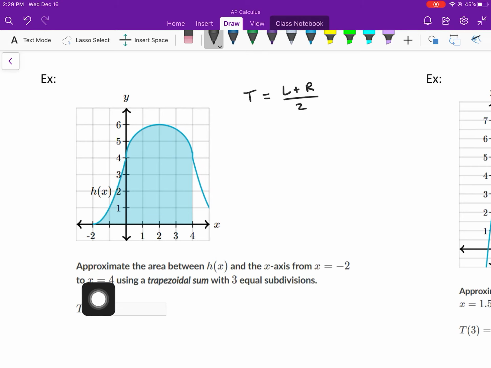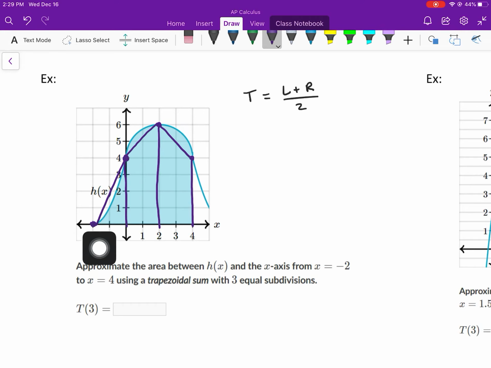So we're going to do 3 subdivisions here. We're going from -2 to 4, and we need 3 subdivisions. So we have our first subdivision here, our next one here, and our next one here. And so what we're actually finding is this. We're finding these trapezoids. We're going to find the area of those trapezoids. And this one's actually more of a triangle, right? But it'll still fit the formula. Wait, can't draw this right.